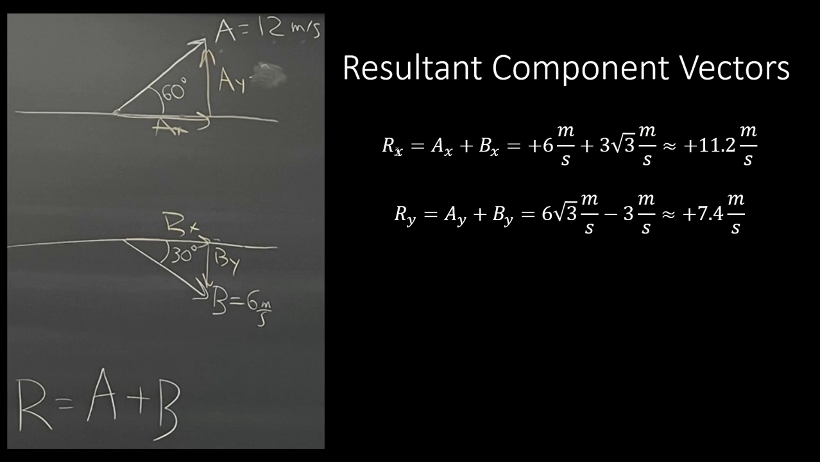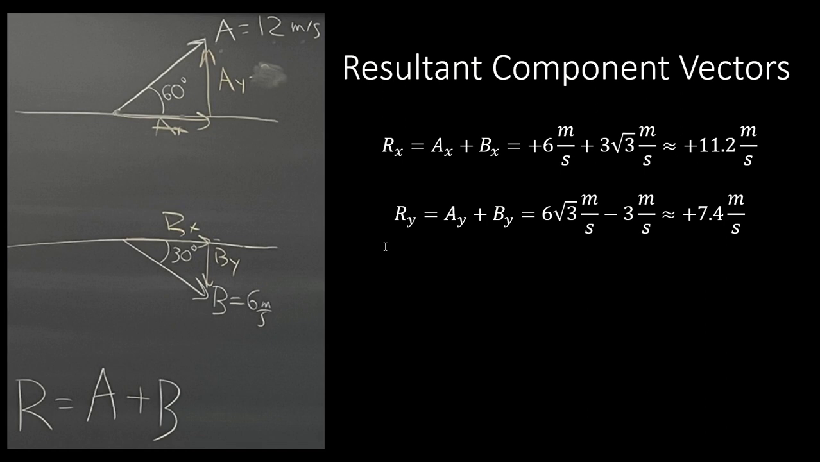The resultant x-component is just the sum of all the x-components of each vector we were trying to add up together. We only had 2, so we're just going to add up Ax plus Bx, or positive 6 plus 3 square root of 3, which is approximately positive 11.2 meters per second.